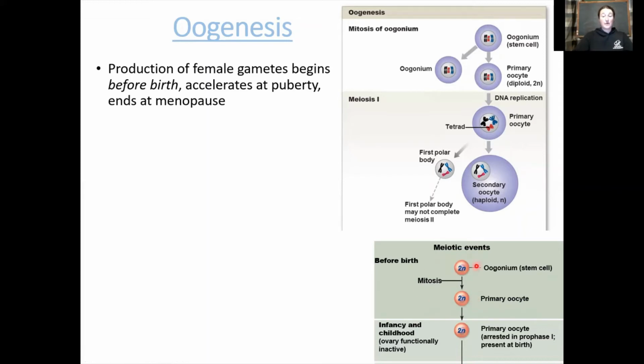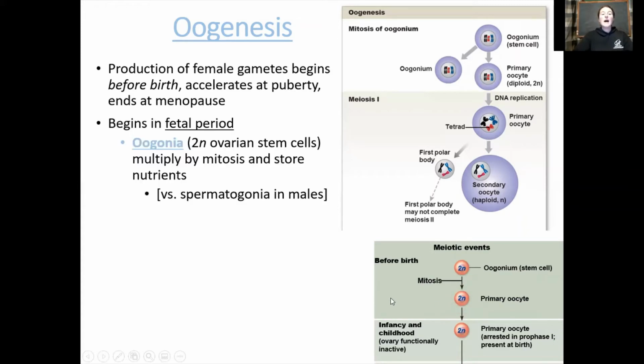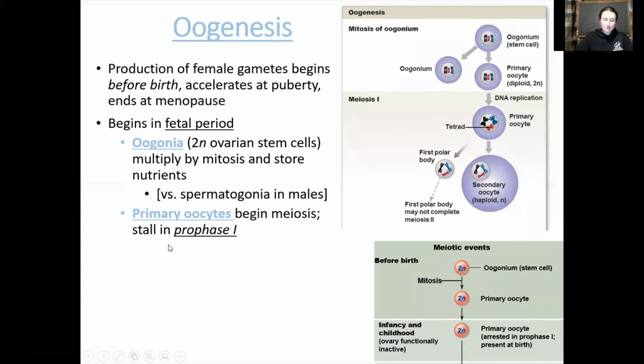Here we can see a chart that we're going to be walking through. Mitosis of the oogonium, or oogonia for plural, of these stem cells produces lots of these diploid primary oocytes. The stem cells themselves, again, are called oogonia, and the daughter cells of these stem cells can become primary oocytes. And during mom's fetal development, the process of meiosis 1 is going to begin. This is going to happen a little bit differently than in males.